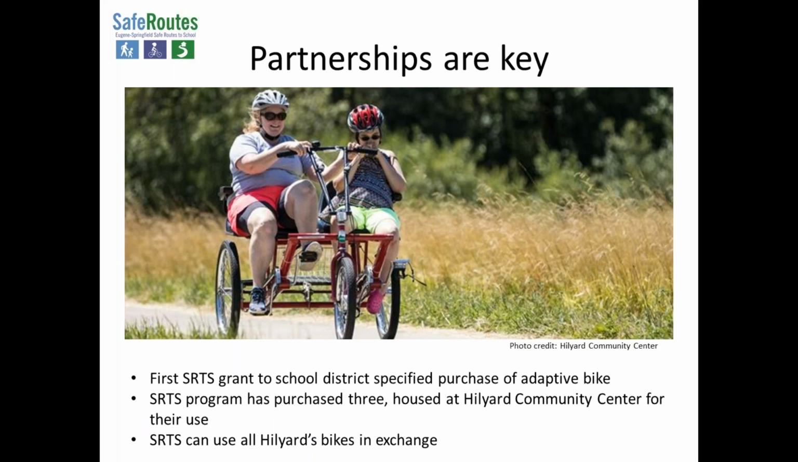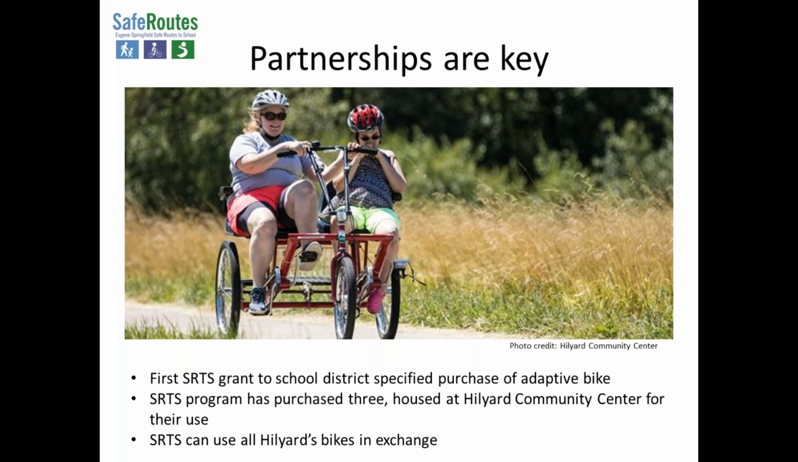So the way that our partnership works with the Hilliard Community Center is that the original Safe Routes to School grant that created a program in the 4J School District, which was the first of the 3 districts here to have a Safe Routes program, specified the purchase of one adaptive bike. And they're not cheap. They're $1,000 to $5,000 or $6,000. At this point, the 4J program has purchased 3 adaptive bikes: the Buddy Bike Tandem, the Terra Trike Tadpole, and the Cat Trike Tadpole. And I'll show some pictures of these.